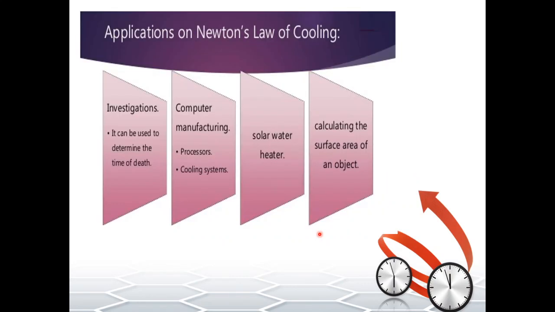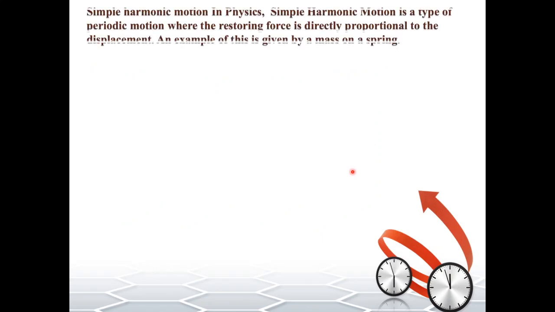Where do we find applications of Newton's law of cooling? It is used for the purpose of investigation to determine the time of death. For computer manufacturing, that is processors and cooling systems, we are now using so many pieces of equipment and cooling gadgets like AC, and all that cooling effect depends on Newton's law of cooling. The solar water heater is again on the extreme end, it is the best example. Calculating the surface area of an object is also one of the applications of the differential equation.